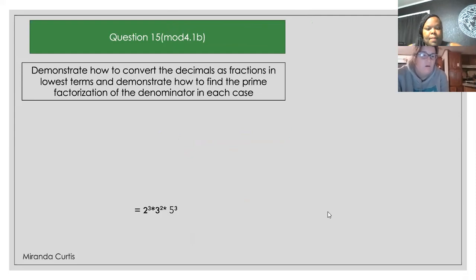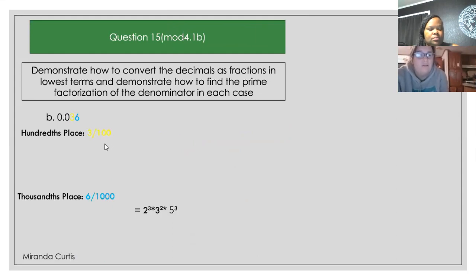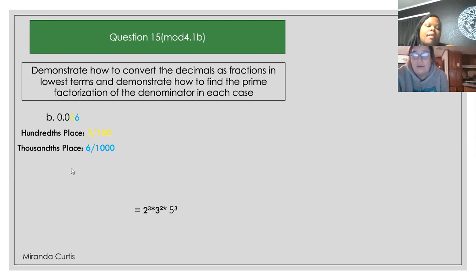Okay, so our equation is B, 0.036. So we're going to have to make this a fraction. What we're looking for is the places. This is how we're going to do it. We have 3 over 100. And then we're going to have 6 over 1,000 because it's after the 0. So it's going to be 1,000.